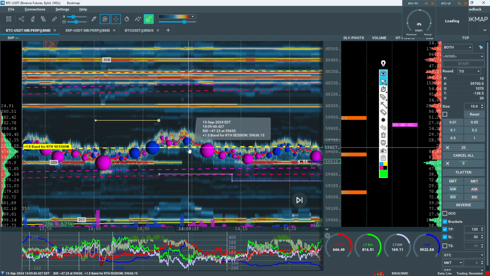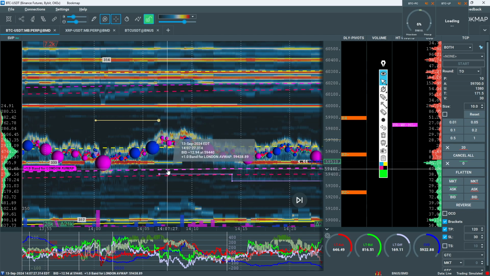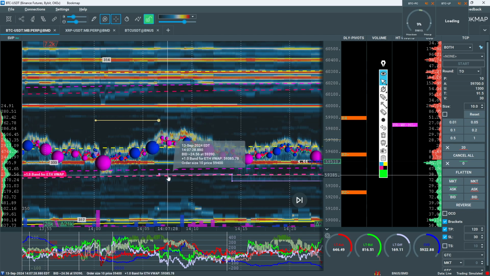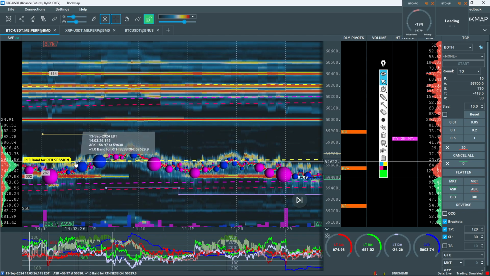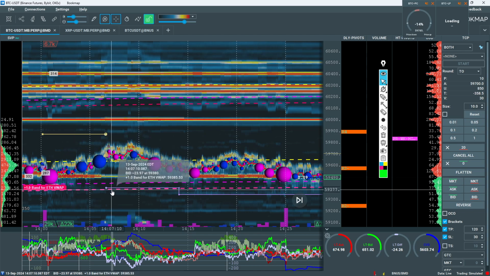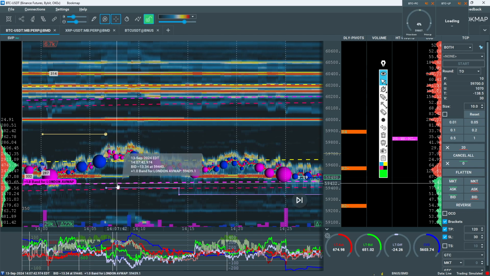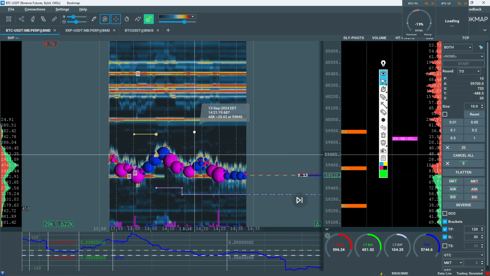59,700. Right, so this is +1 upper deviation from the RTH session. This is +1 from the London session, and this is +1 from the ETH session, right? And I believe I said that correctly. The yellow one is the RTH session. The red is the ETH session. Purple is the London session. So all +1 VWAPs.